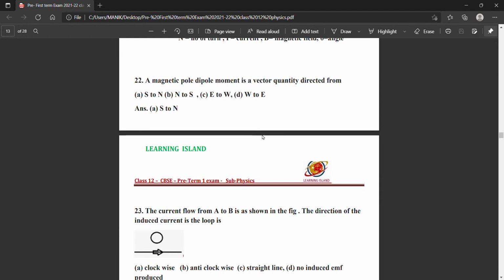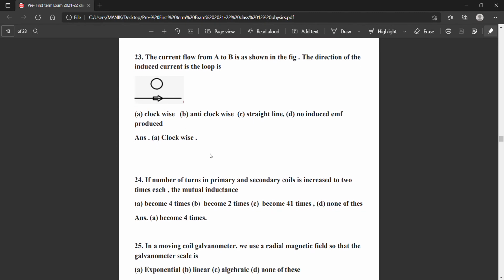Question number 22: a magnetic dipole moment is a vector quantity directed from, all you know that this is south to north, so the answer will be S to N. Question number 23: the current flow from A to B is shown in the figure. The direction of the induced current in the loop will be clockwise.